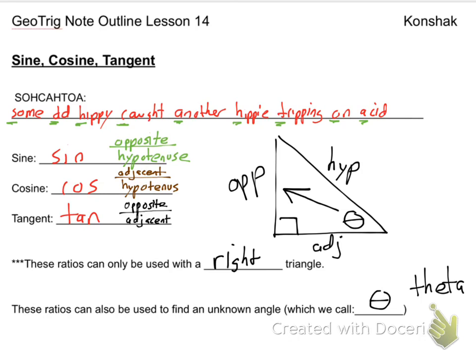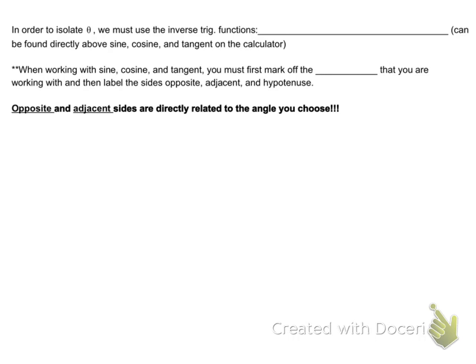So next, are we all ready? The first thing there is, in order to isolate theta, we must use the inverse trig functions. And they're functions just like sine, cosine, tangent are functions. The first one would be sine with a little -1 above it. Cosine with a little -1 above it. And tangent with a little -1. And again, these can be found above your sine, cosine, tangent buttons on your calculator, the ones without the little -1s above it.